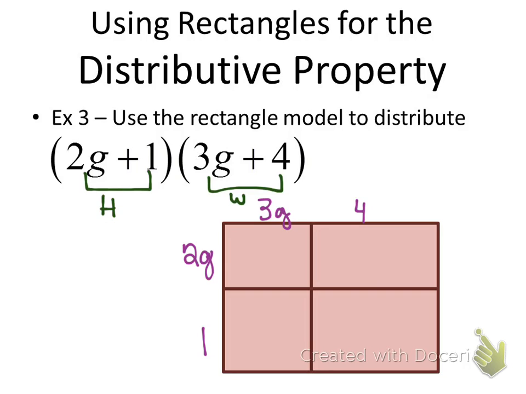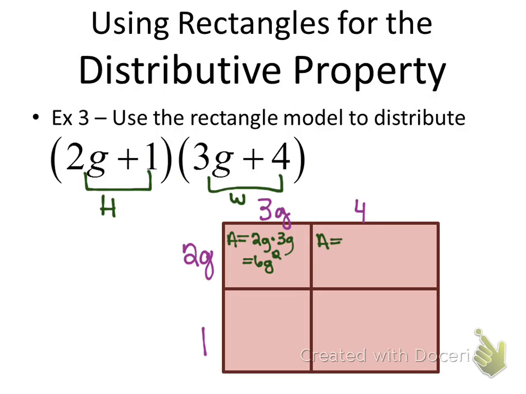Good. Now, from here, you have to find the area of each individual section. Again, work left to right, top to bottom. Kijan, what's the area of my top left? So tell me how you... 2G times 3G. 6G what? Square. Okay. Next one.